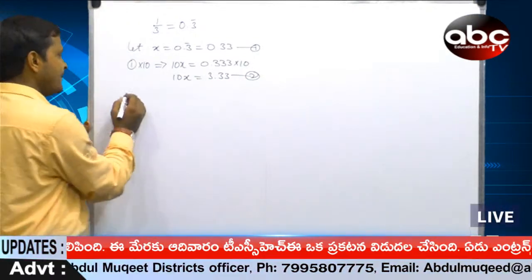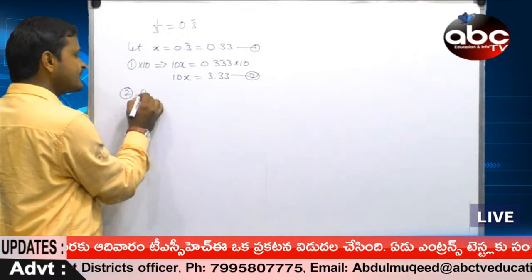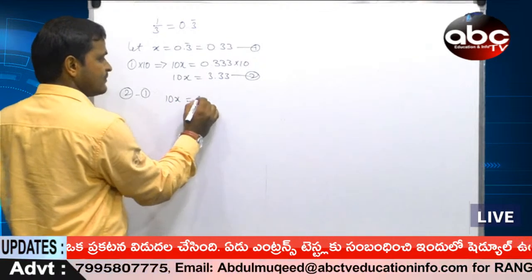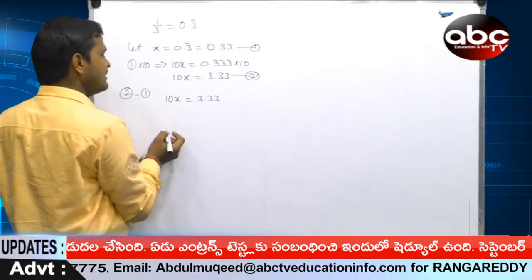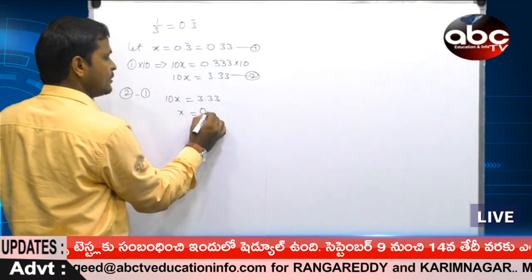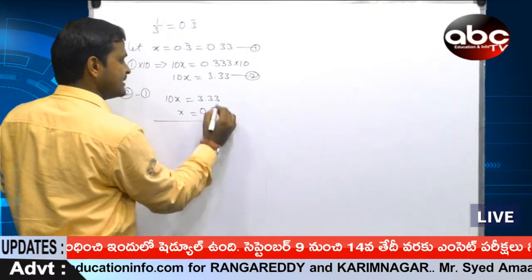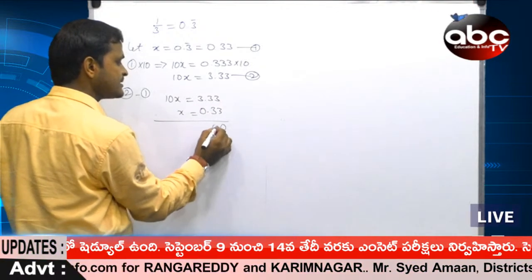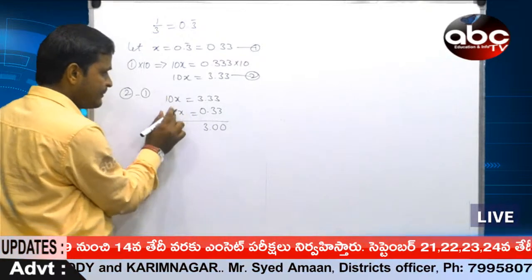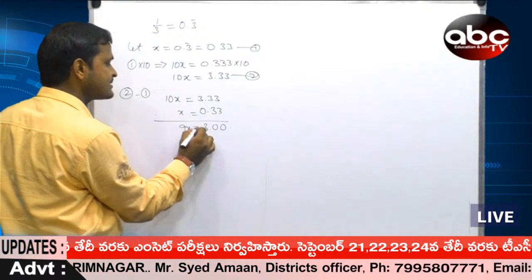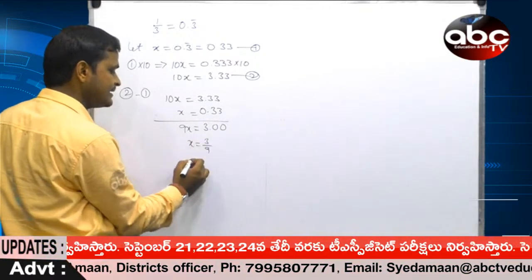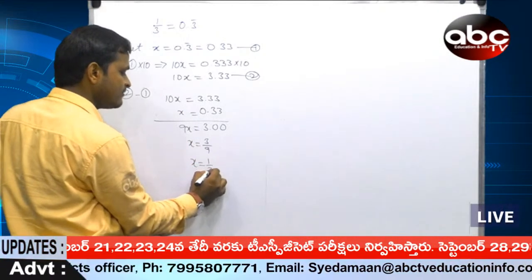Now subtract equation 1 from equation 2. Write equation 2, 10x is equal to 3.33. Now equation 1, x is equal to 0.33. 3 minus 3, 0. 3 minus 3, 0. 3 minus 0, 3. 10 minus 1, 9x. x is equal to 3 by 9. 3 1s are 3, 3 3s are 9. x is equal to 1 by 3.